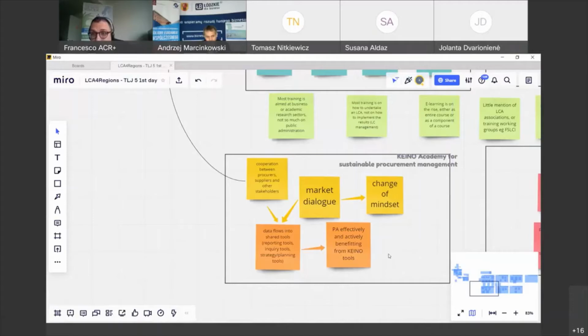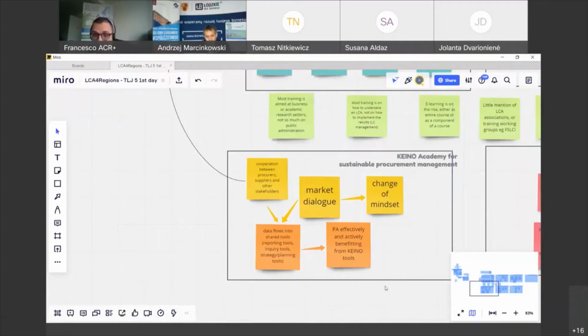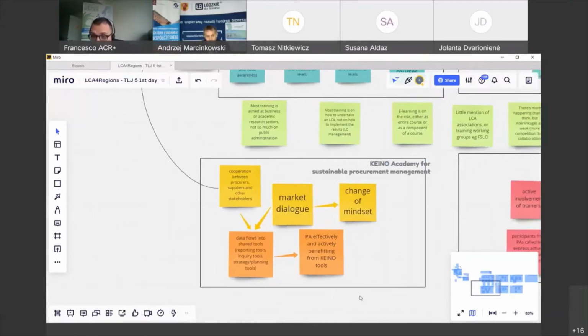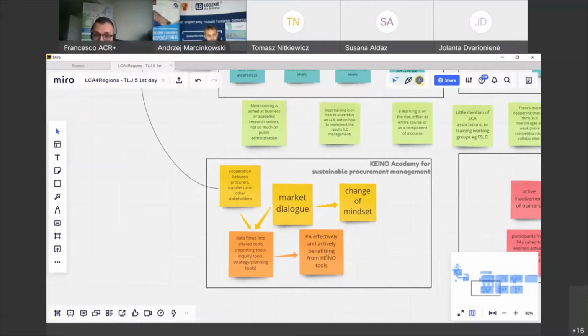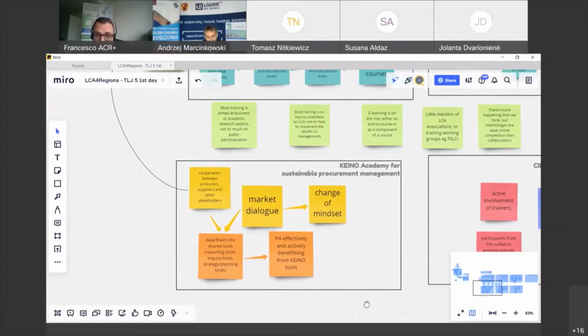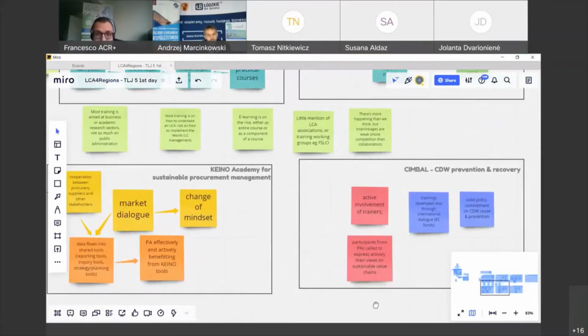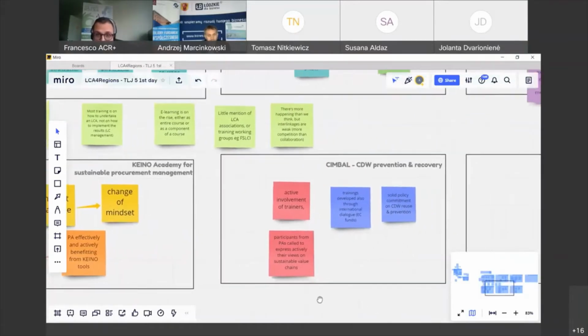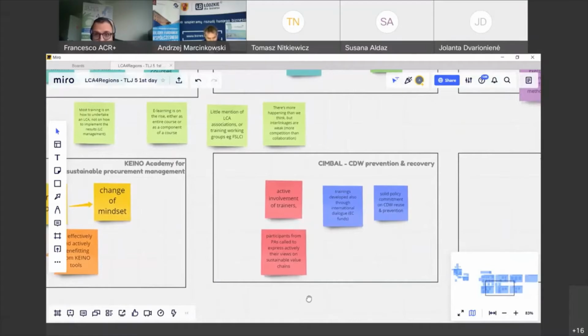We had the question of monitoring results of the training, and it was kind of an open question because educational institutes often don't have many resources to monitor the impact on students. At least we have somewhere the impact on results of tools developed in parallel to training activities. And closing with Kino, an important focus on the change of mindset as a transversal input to all training activities.